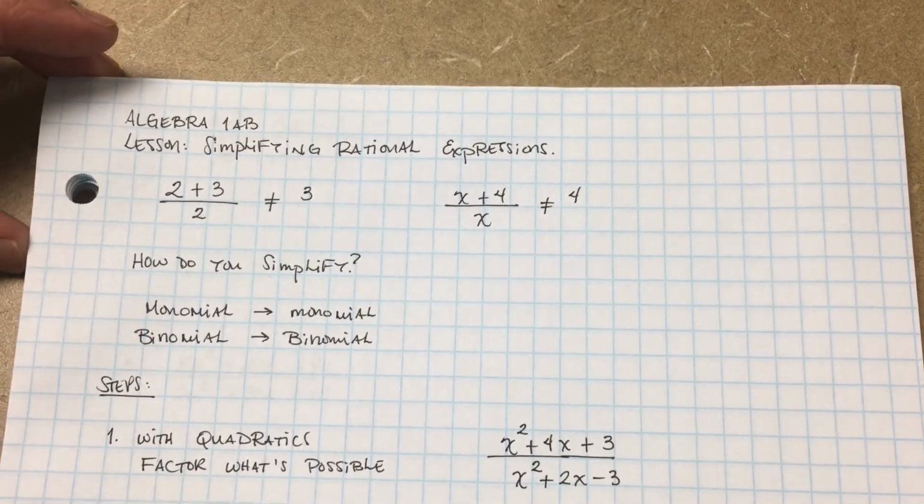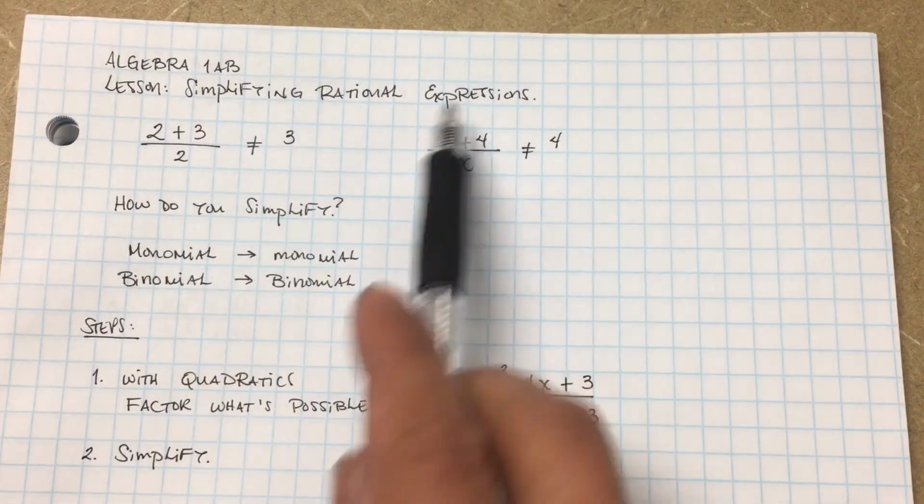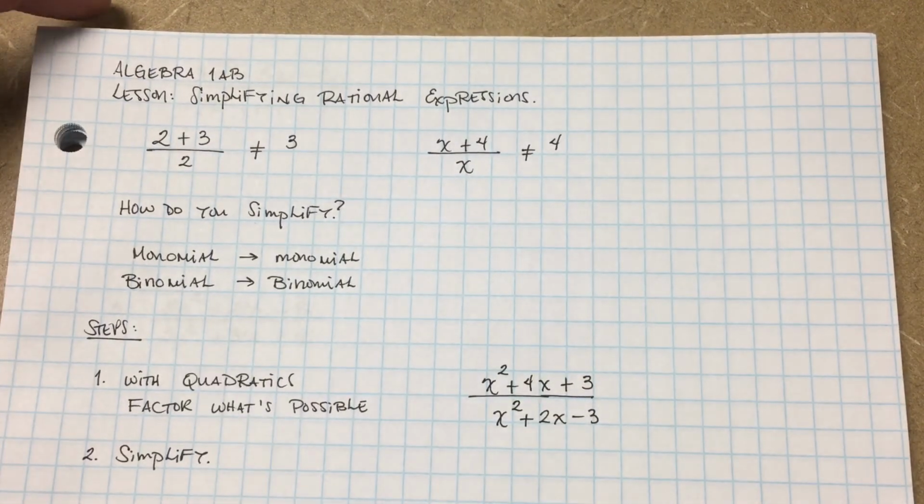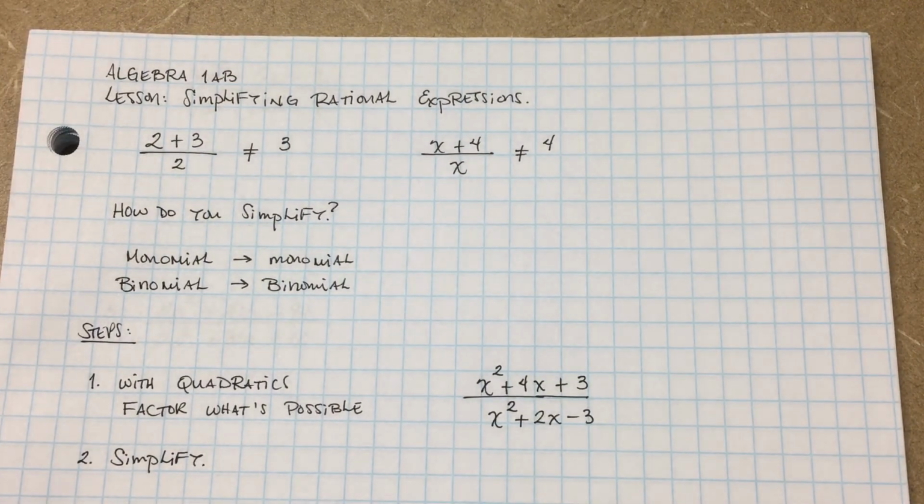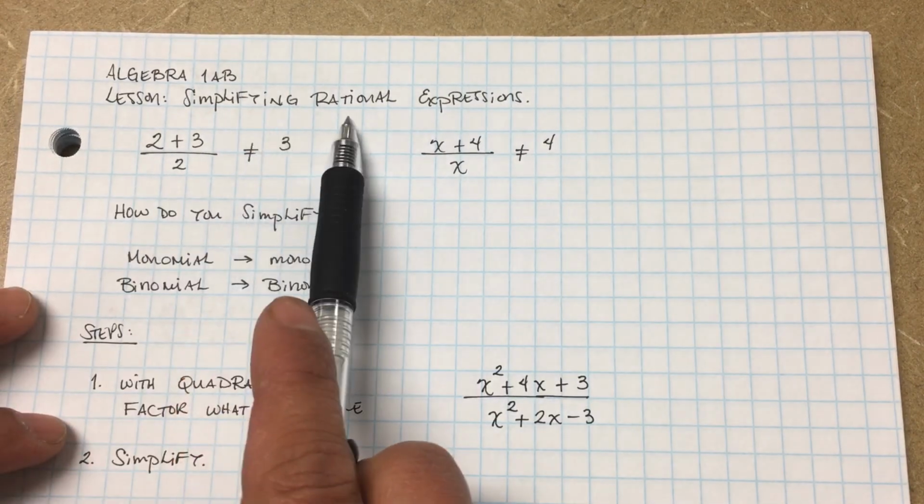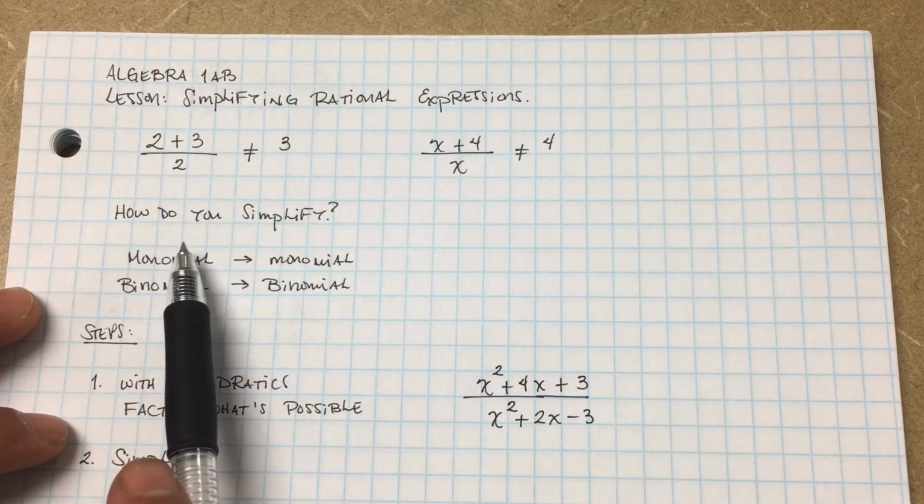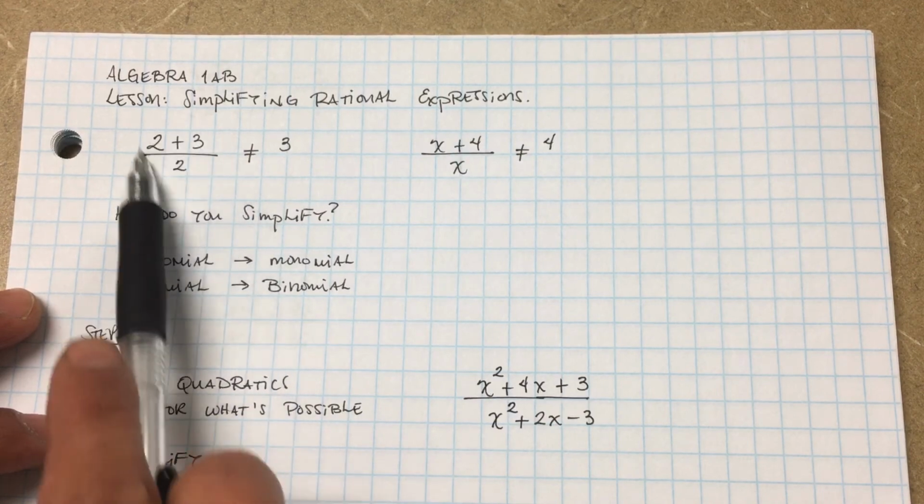Hey guys, I want to go ahead and do another lesson here on simplifying rational expressions. And again, I'll be doing it in English and Spanish just for my Spanish viewers. But rational expressions are what we call just fractions. Expresiones racionales son las fracciones.